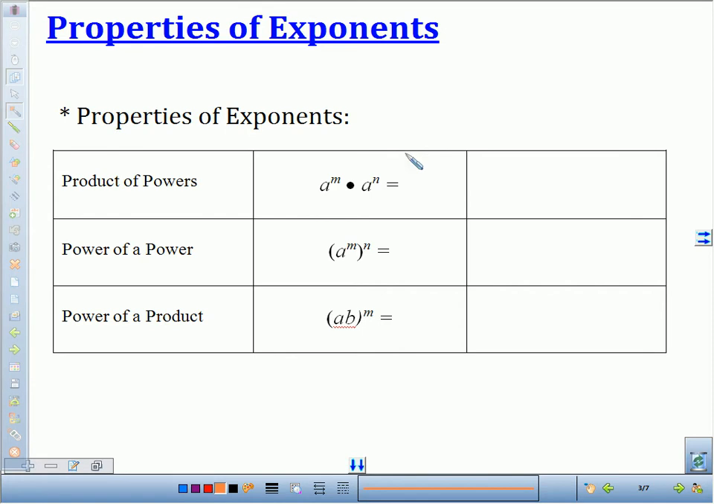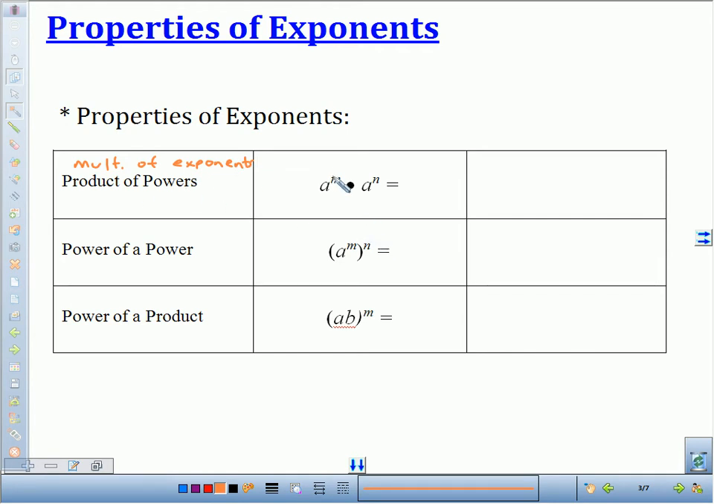The first one is called the product of powers. Powers, of course, are exponents. A product is the result of multiplication. So what we're talking about here is the multiplication of exponents. When we multiply terms that have exponents, we use the product of powers.